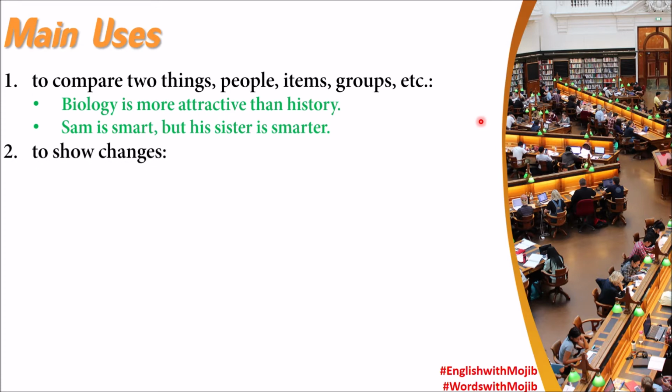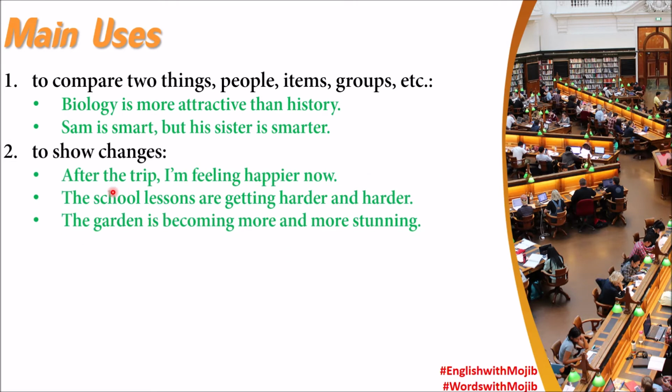Number 2, to show changes. For example, after the trip, I'm feeling happier now. Actually, he's saying I'm feeling happier than what I was before the trip. So again, even in number 2, we are comparing two things. We are comparing myself after the trip to myself before the trip.